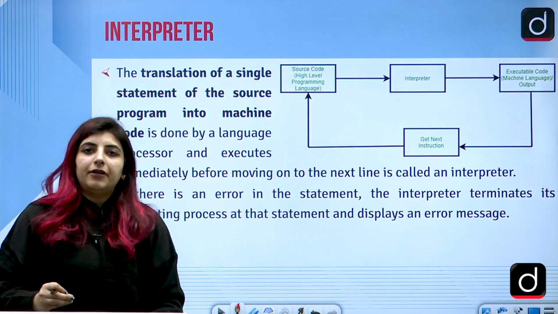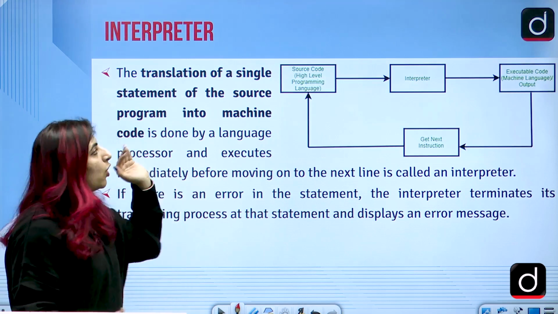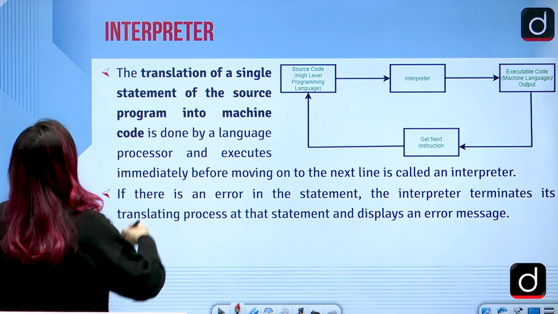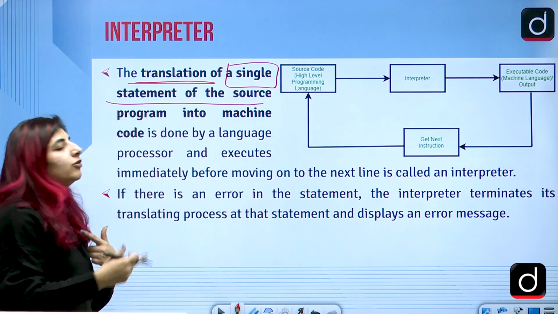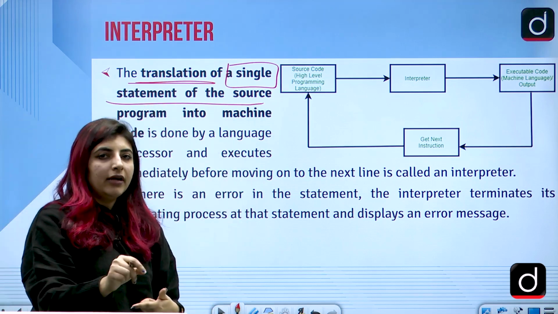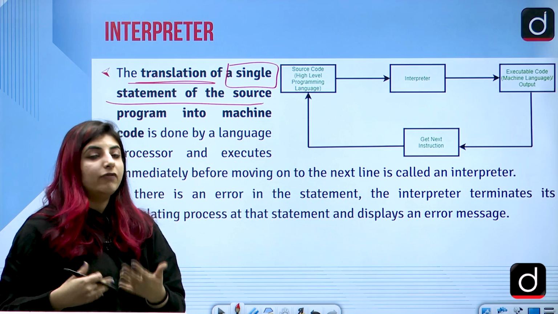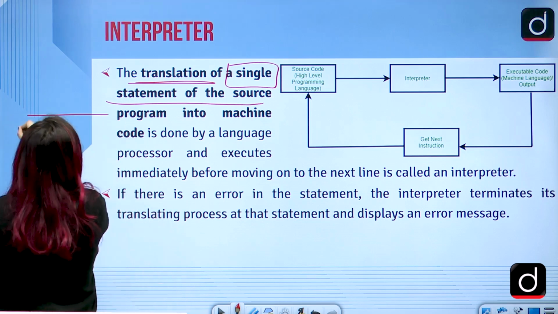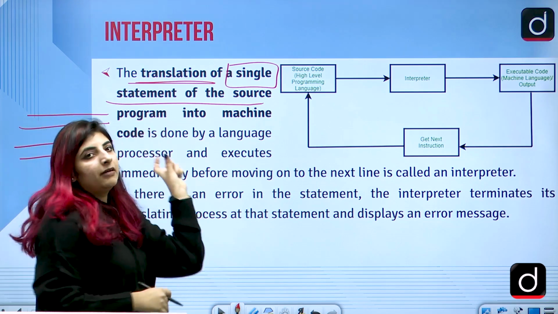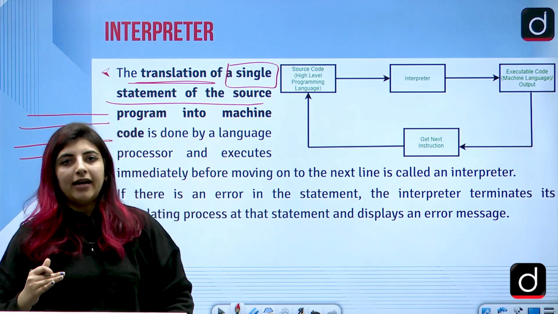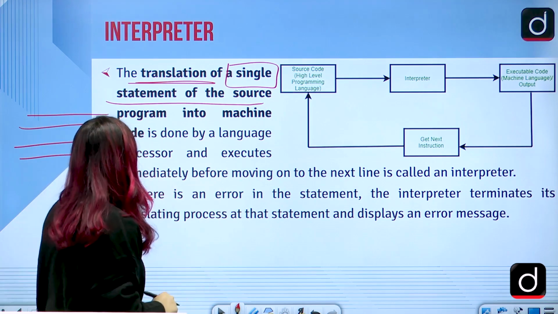Coming to the interpreter, we talked about the compiler translating the entire program and then telling us the errors. The interpreter, on the other hand, is the opposite of the compiler, because it translates a single statement of the source program into machine code. It will read one line, tell you if there is any error, then the second line, and tell you if any error was there, correct? So the differentiation between a compiler and an interpreter is that a compiler will read the entire document and an interpreter will read statement by statement or line by line, correct?